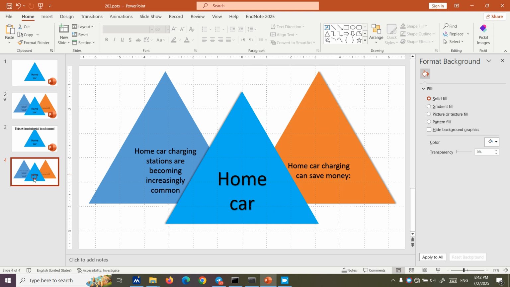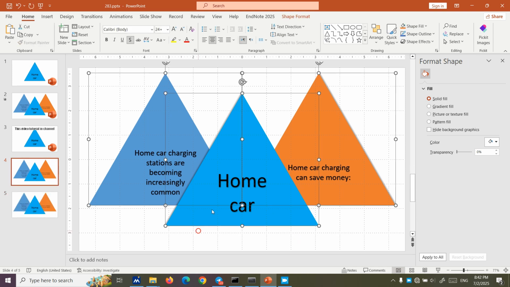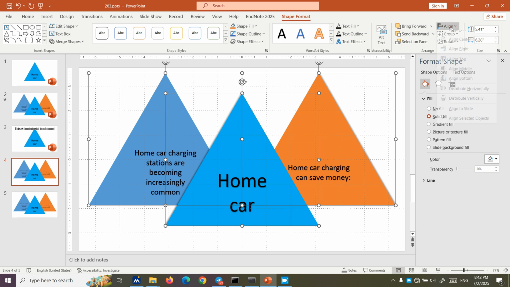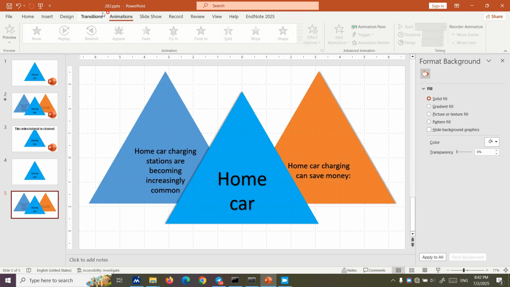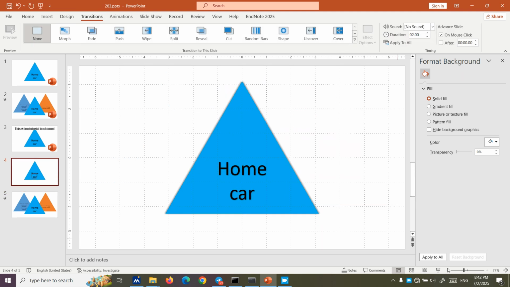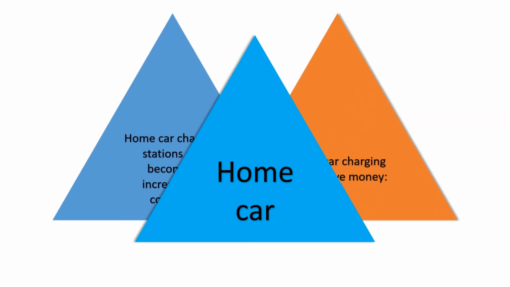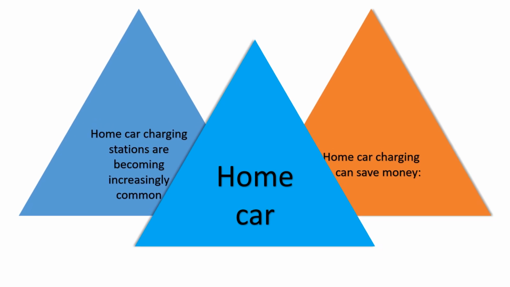After doing that, you copy this slide and then press Ctrl A, shape format, and then go to align and align them center and middle. And then send the transition to morph. Now, whenever you run, you see the effect that happened.